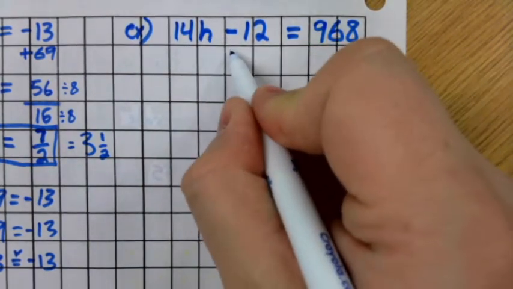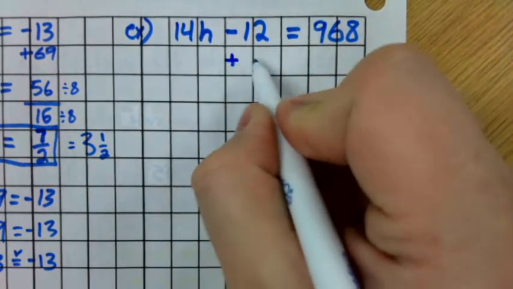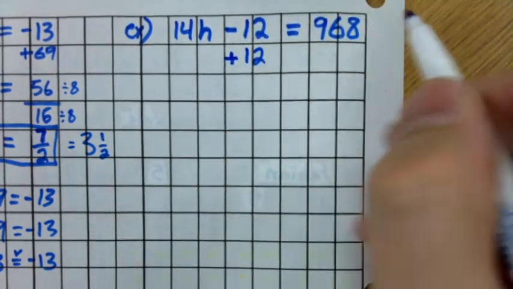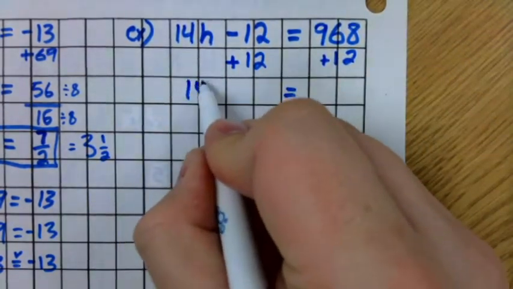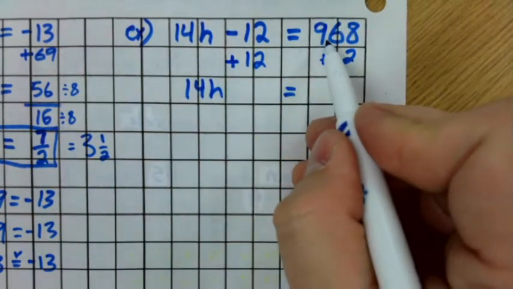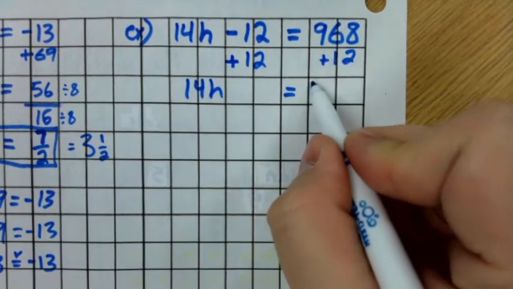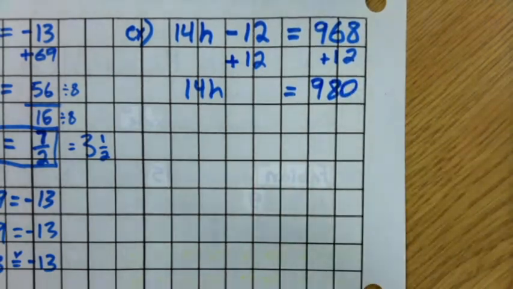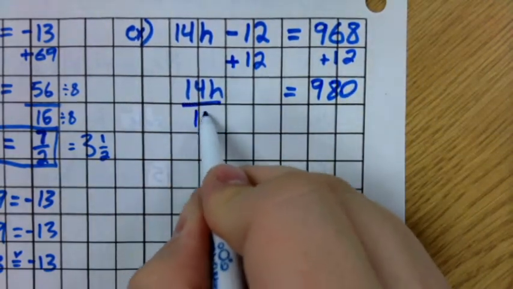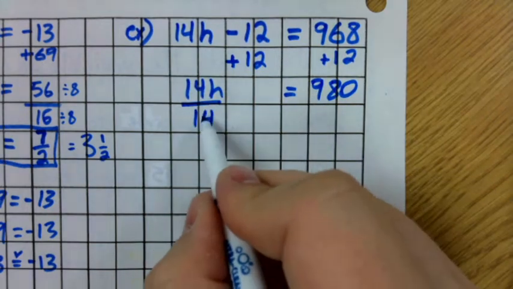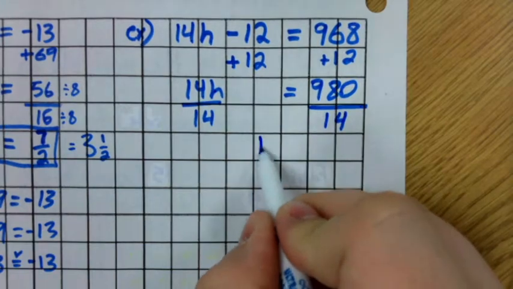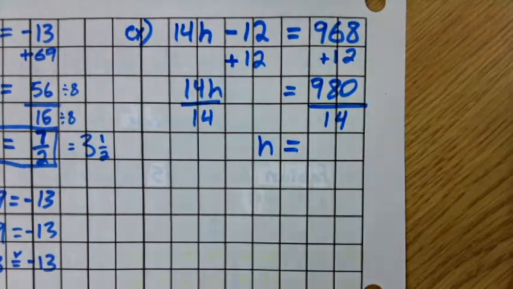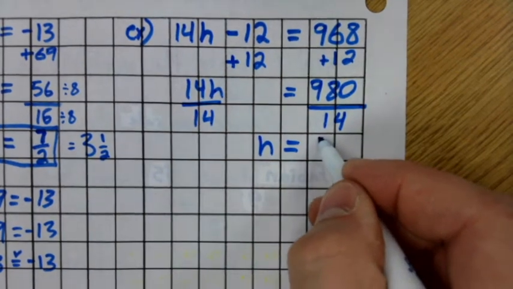We need to isolate a variable, so the opposite of subtraction is adding. So add 12, but what I do to this side, I need to do to the other. So I'm left over here with 14h, and then 980 right here. Then I need to divide both sides by 14. Why? Because I need to get rid of this 14 times h. And if I do that to that side, I need to do it to this side, and I'm left with h equals 980 divided by 14, which is 70.